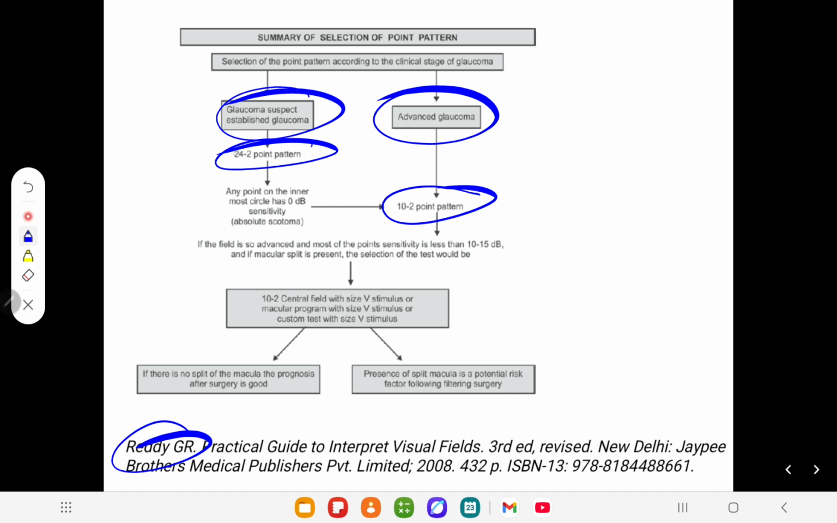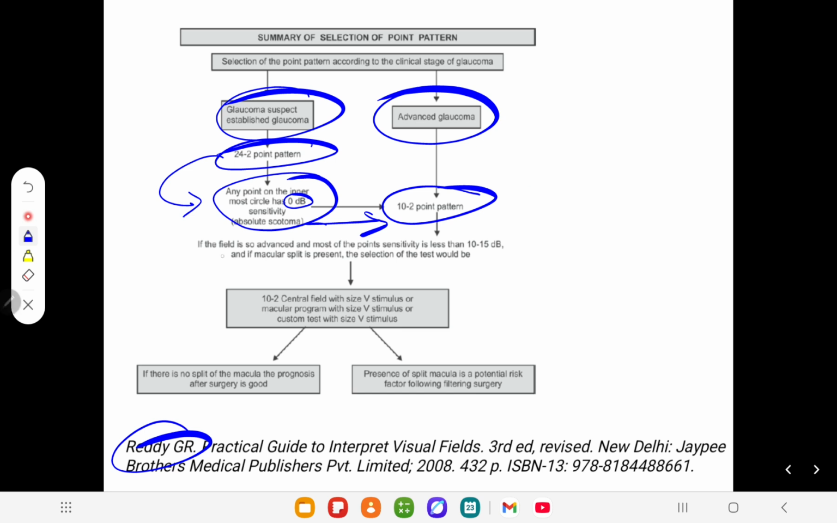But if you do 24-2, then it happens any point on the innermost circle has 0 decibel. Means 0 decibel means what? Absolute scotoma. Then you have to move to 10-2, because 10-2 means 20-degree visual field. In that particular case, it is very important.